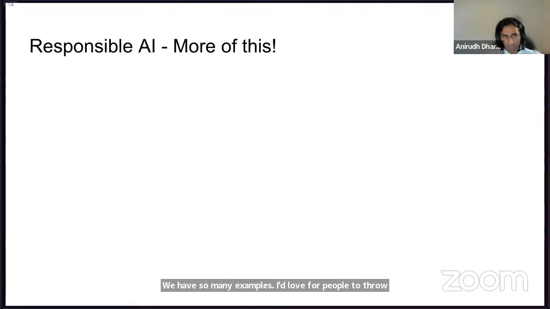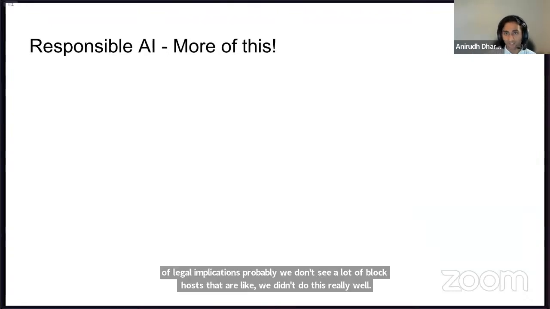But I want to end this discussion with responsible AI: what can we see more of? What should we see more of? Because of legal implications, probably, we don't see a lot of blog posts that say, we didn't do this really well, so here's how we fixed it.